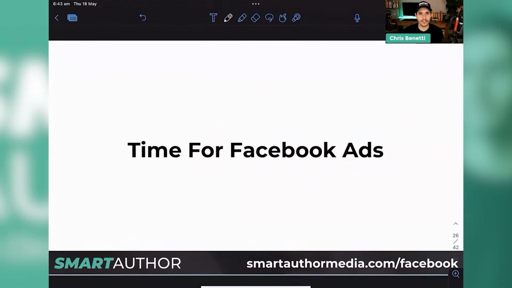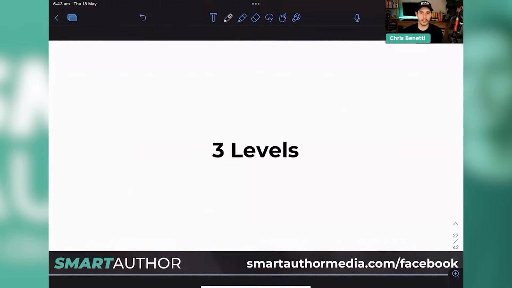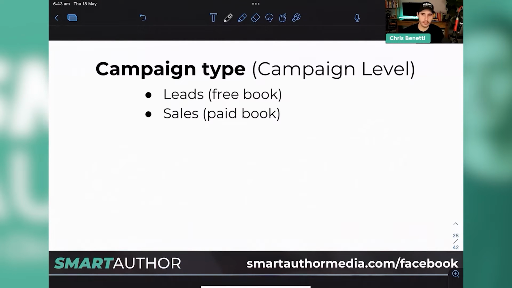So it is actually time now for Facebook ads. The first thing that we have to know, and this is just a total technical structure standpoint of Facebook ads, is we have 3 levels to any ad. We have the campaign type. So for us, most of us are going to be doing some sort of conversion campaign. And there's really 2. There's leads, and this is a specific campaign in Facebook, and then sales.